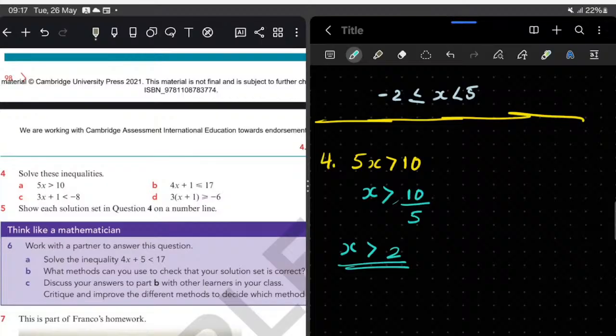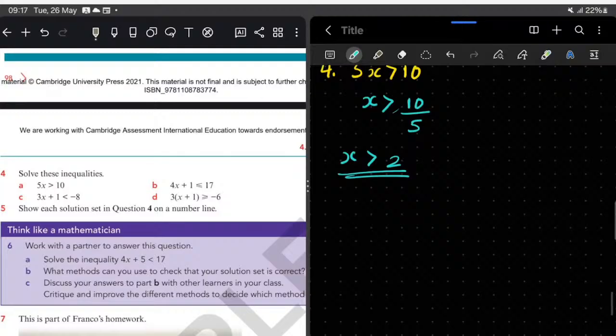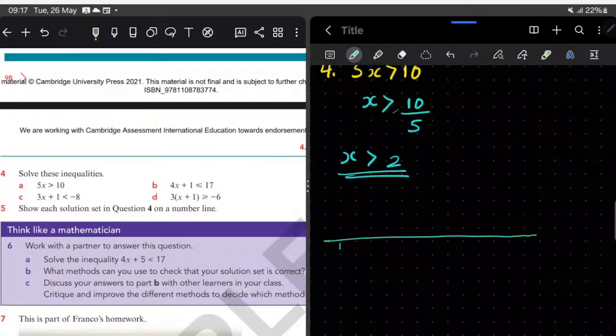Can we sketch this on the number line? Any day of the week we can. So let's sketch this. -2, -1, 0, 1, 2, 3.